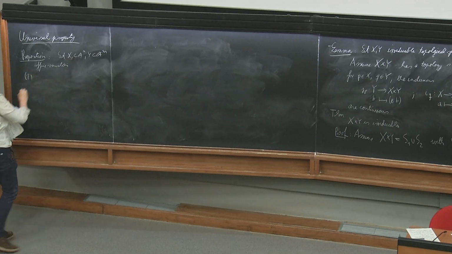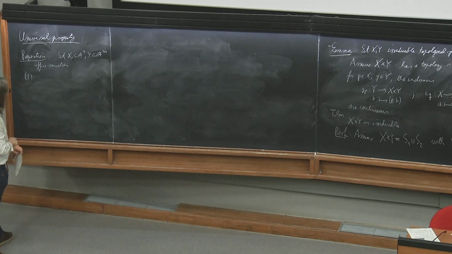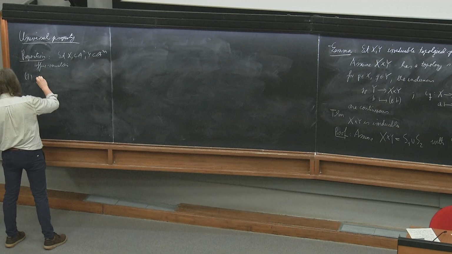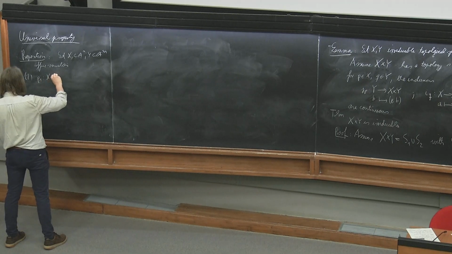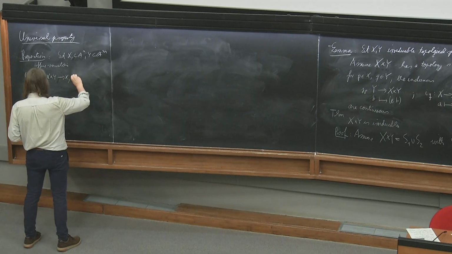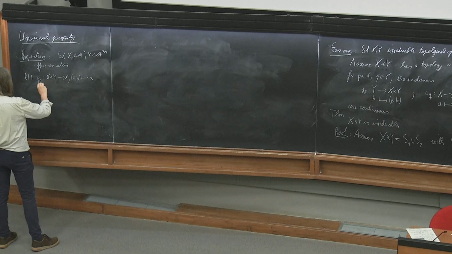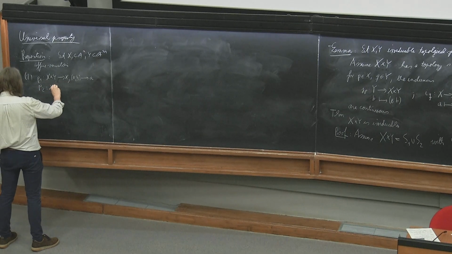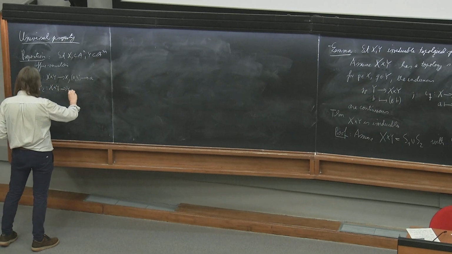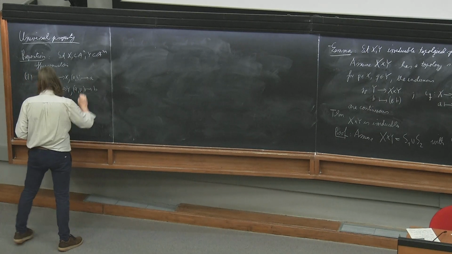The first statement looks pretty trivial and also is. If I take the two projections from x times y to the two factors, these are morphisms. So P1 from x times y to x, (a, b) maps to a, and P2 from x times y to y, (a, b) maps to b, are morphisms.